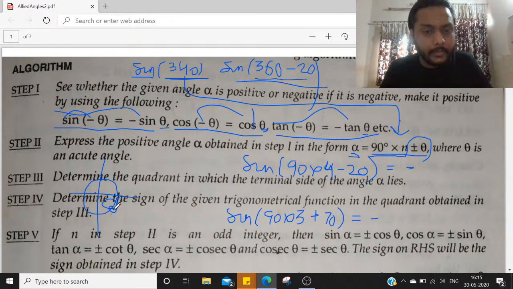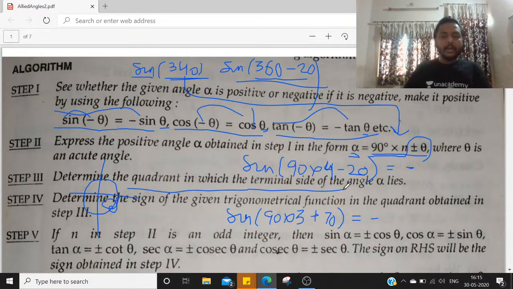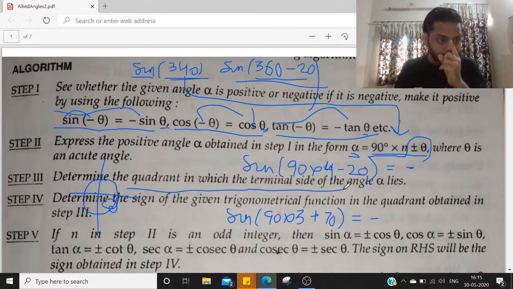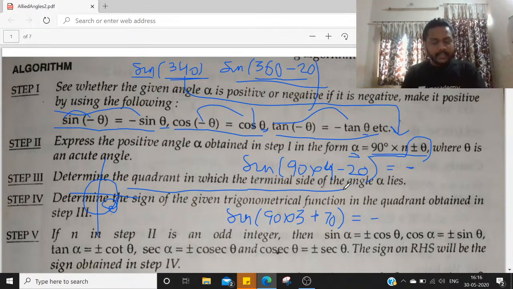First thing is that you will be determining the quadrant जिसमें कि आपका वो angle lie करेगा. और अगर वो quadrant में आपका given trigonometric ratio positive है, तो आप plus लिखोगे. अगर negative है, तो आप minus लिखोगे. This is the first step. Okay? Now second step will be what?